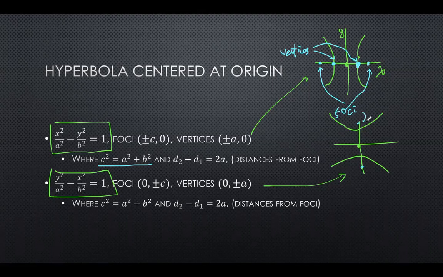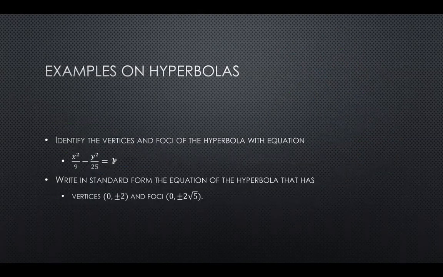So in this case, the foci are the 2 points here and here. And the vertices are on the y-axis here and here. Okay, so let's do some examples.